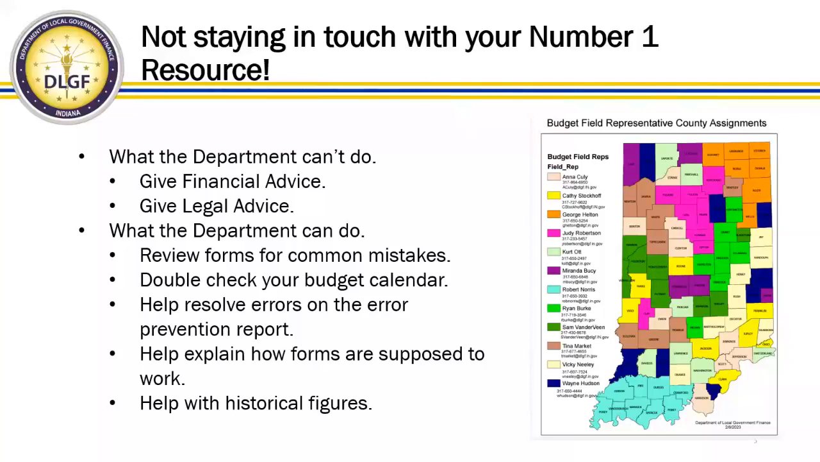Now, while those errors are very helpful, I could absolutely see there being some newer local officials, or maybe some more experienced ones, that get some errors there sometimes that they don't quite know what they mean. If that ever happens, no worries. Pick up the phone, type an email, and reach out to your budget field rep. That's what we're here to help for. And we appreciate the job security.